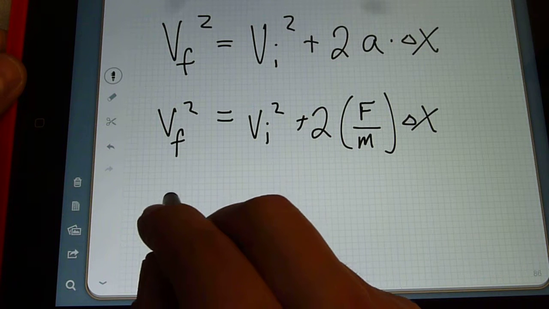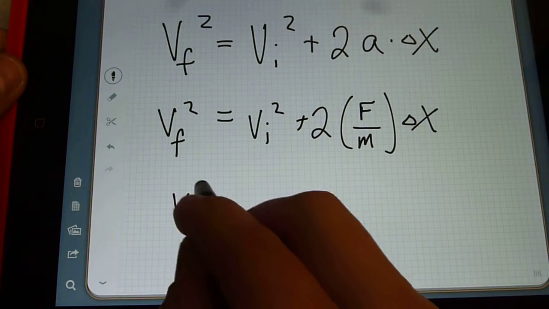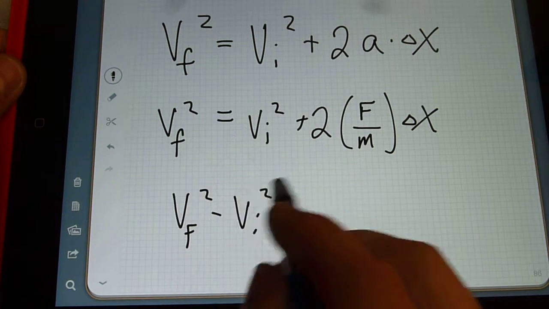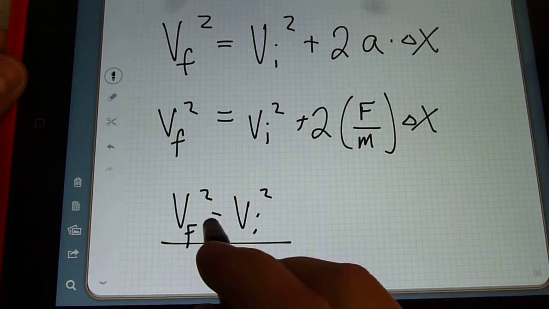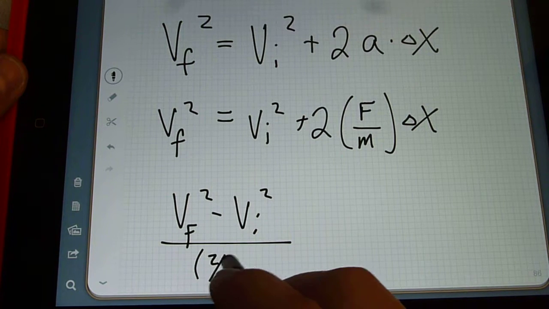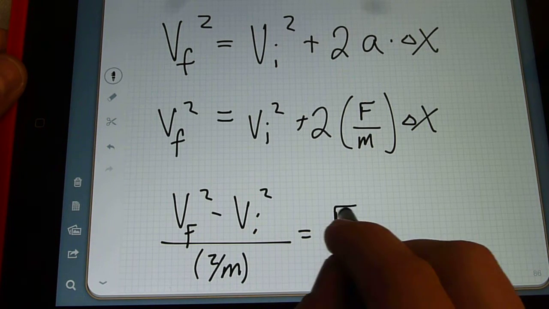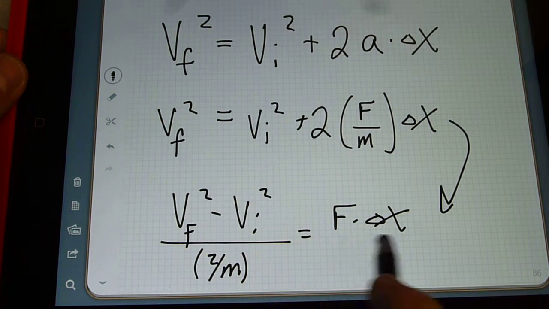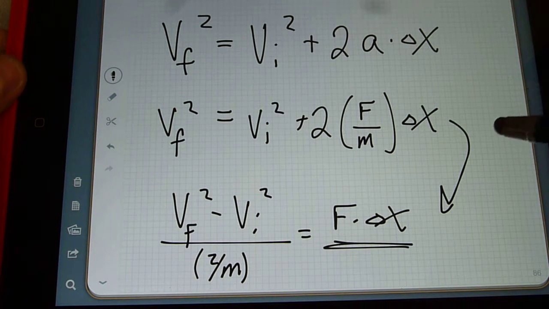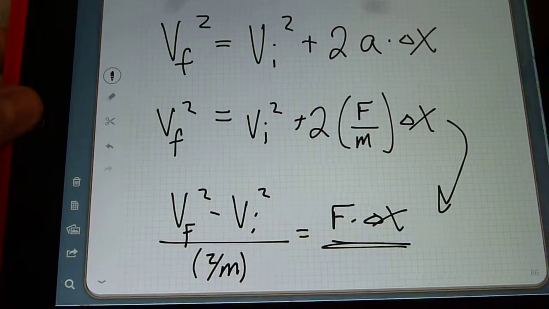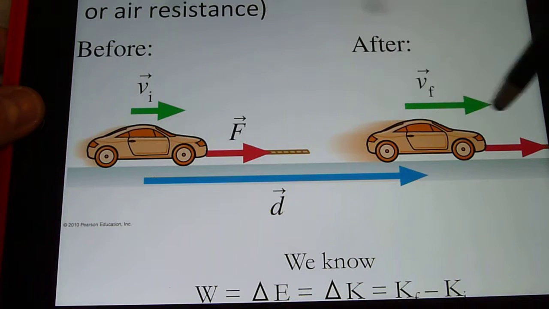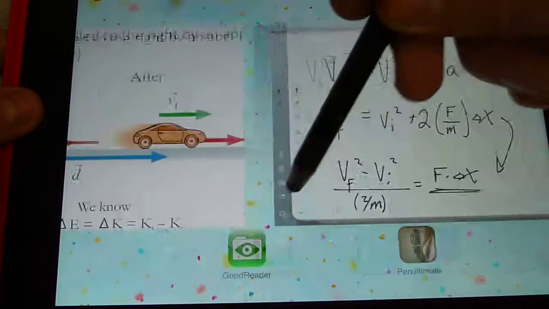So I could then say that Vf squared minus Vi squared, that's moving this over, and then divided by 2 over m, that's going to equal F delta x. So I've just taken this equation and simplified it to solve for force times distance. Now why did I do that? Again, remember, in this diagram I know that I am accelerating and I have done work on the car because I've applied a force over a distance.